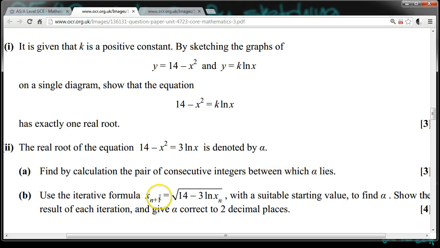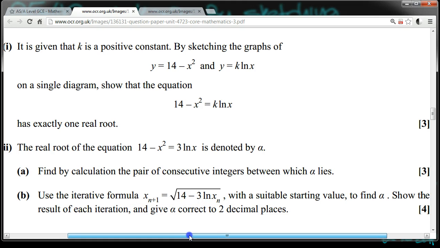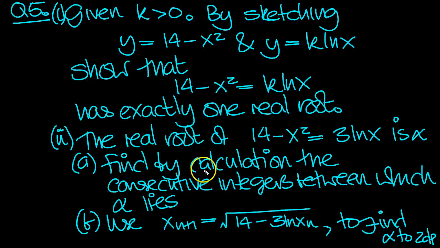Use the iterative formula here with a suitable starting value to find alpha. Show the result of each iteration and give alpha correct to 2 decimal places. So there's the question then. I've got the summary of it here. So let's have a look. So we need to do a sketch of this.